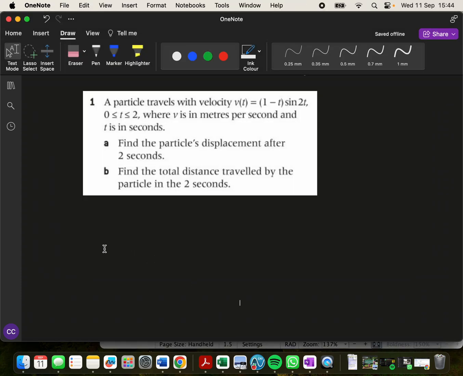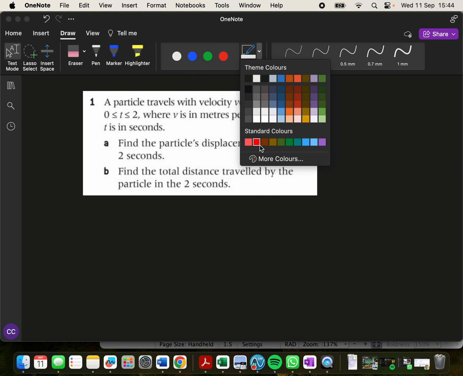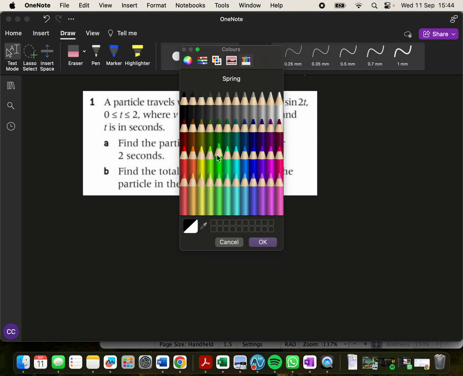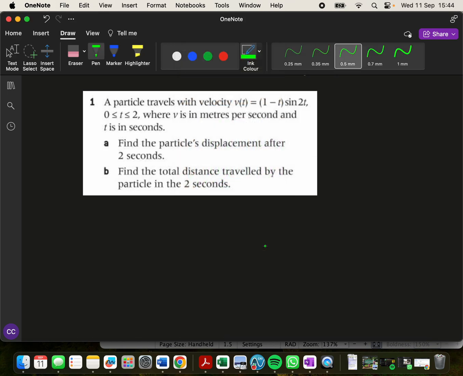Okay, what we have here is a kinematics problem. So we've got a particle that's traveling there. We have all that. Find the particle's displacement after 2 seconds. So what we are going to have to do to solve this problem is find the integral from 0 to 2 of (1 minus t) times the sine of 2t dt.